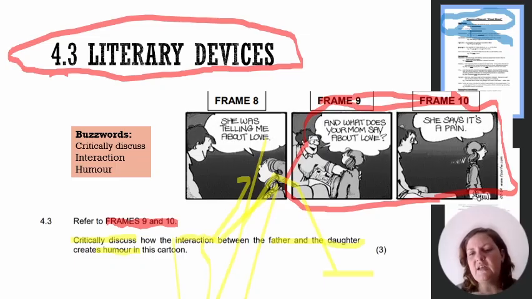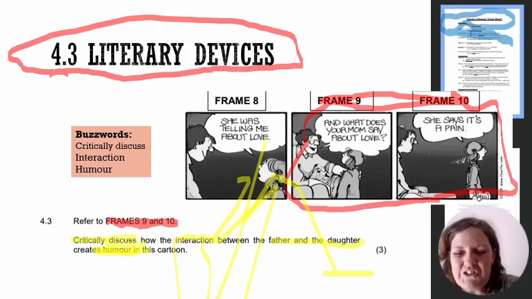Do you see I've discussed the interaction? Dad is being sincere. Daughter is being anticlimactic, right? She's walking away from him. If you said she's walking away from him, that might also be worth credit. What's the last thing I have to do to earn my third mark? I have to judge it. I have to be critical about it. And how do they want me to be critical? They want me to discuss humor, whether it's funny or not.